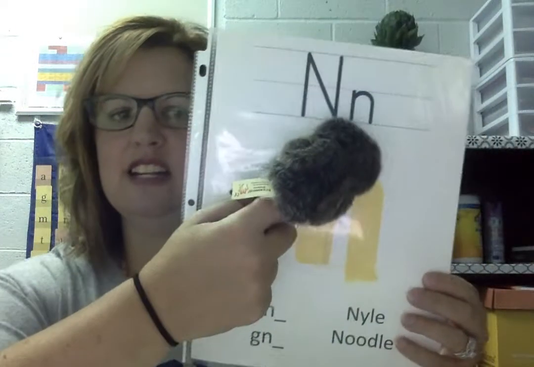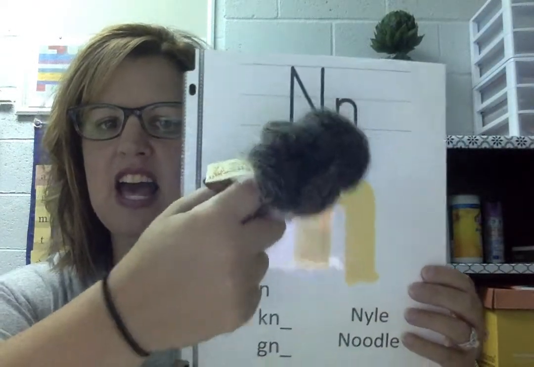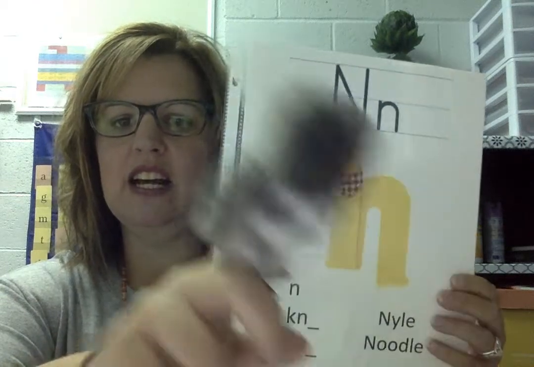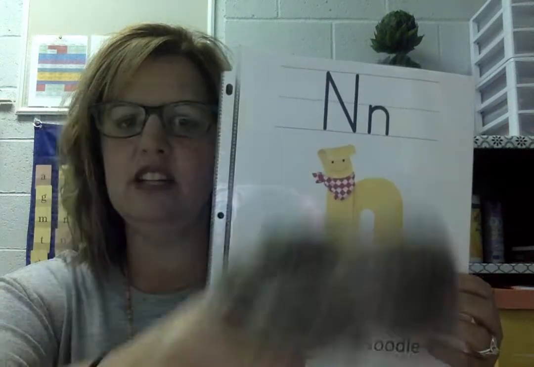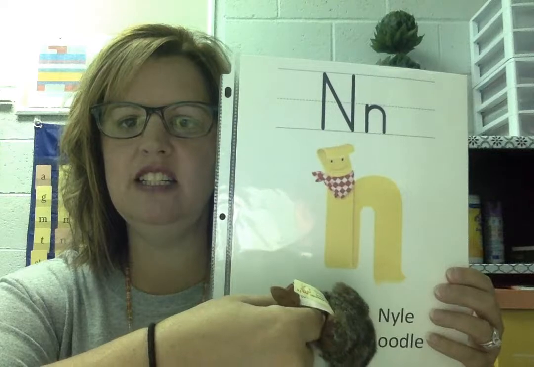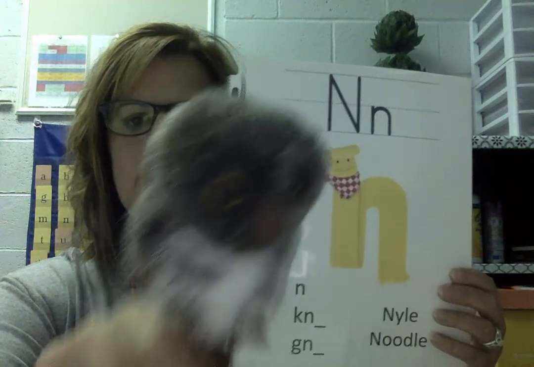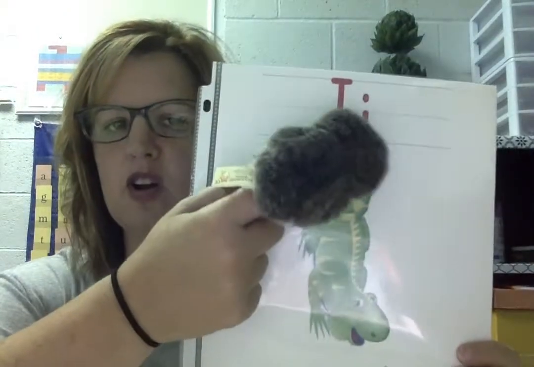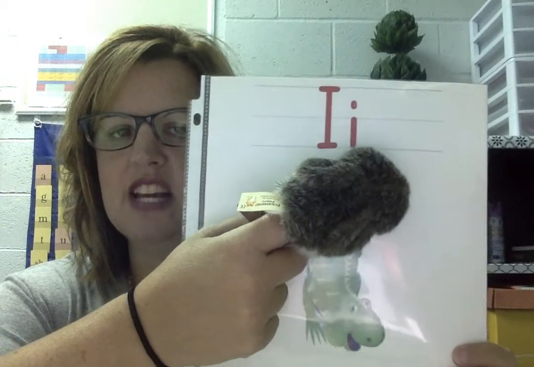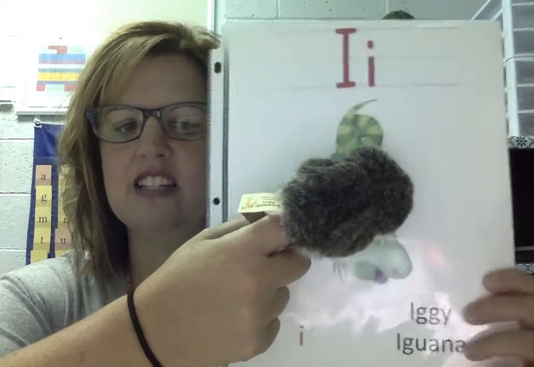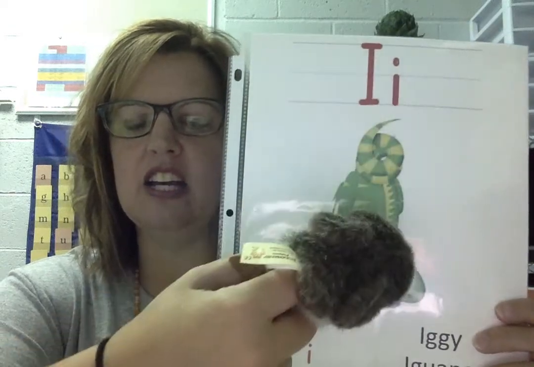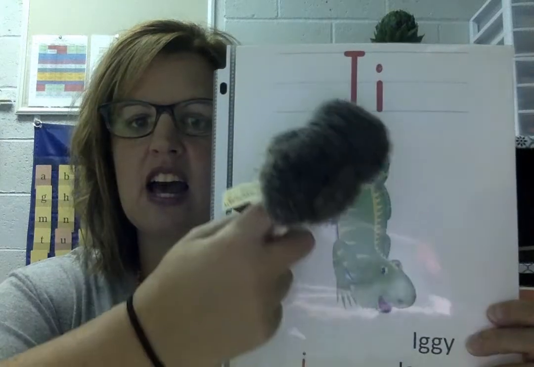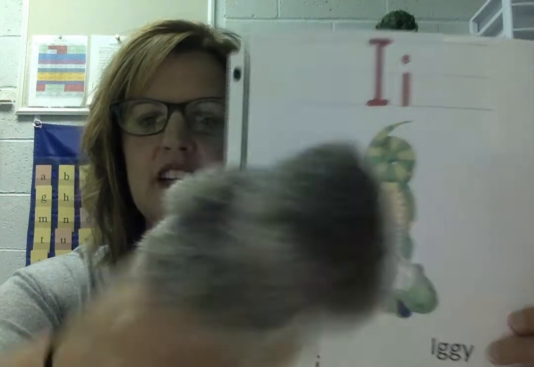Nile Noodle, another plain line letter. N, noodle, N, noodle. Our vowel, remember all of our red letters are vowels. The I is a plain line letter, and this is Iggy Iguana. I, iguana, I.